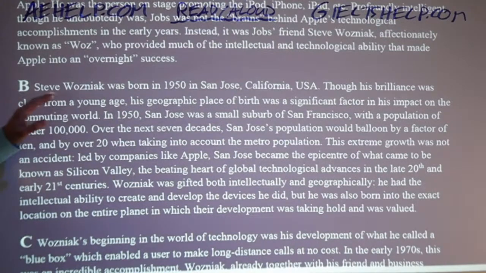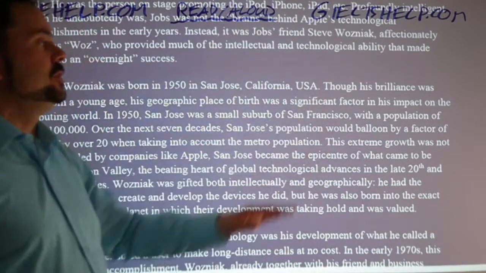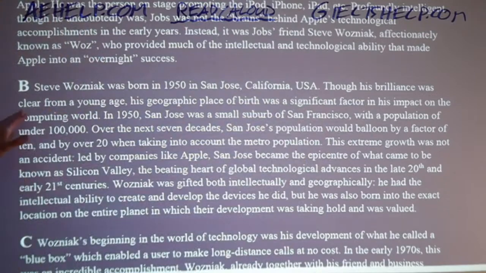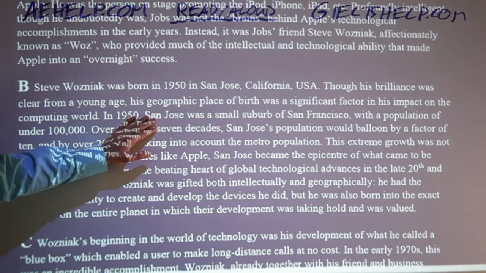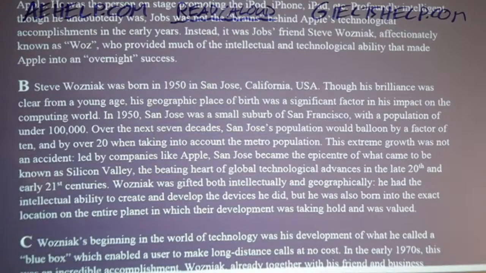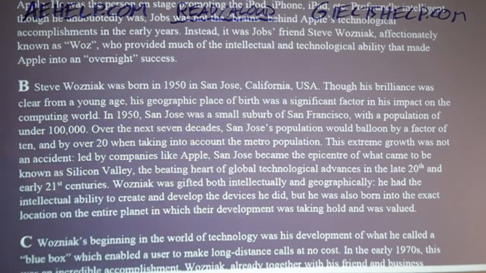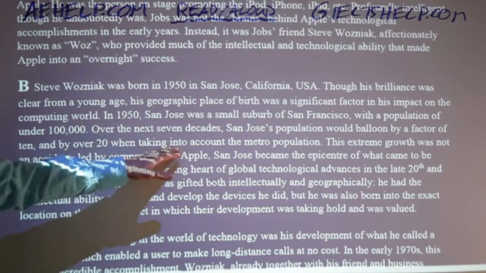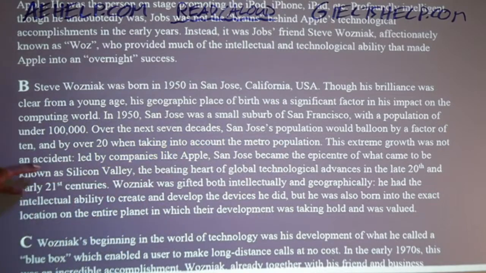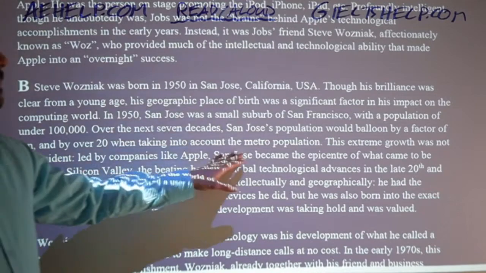B. Steve Wozniak was born in 1950 in San Jose, California, USA. Though his brilliance was clear from a young age, his geographic place of birth was a significant factor in his impact on the computing world. In 1950, San Jose was a small suburb of San Francisco with a population of under 100,000. Over the next 7 decades, San Jose's population ballooned by a factor of 10, and by over 20 when taking into account the metro population.